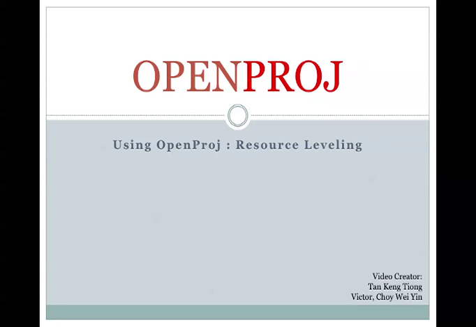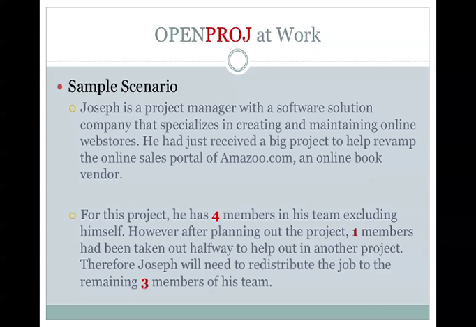Okay, to better illustrate our point, we will be using an example scenario. So, here's the example scenario. Quite a lot of work to process, right? In summary, Joseph has 4 members in his team, and now 1 member is gone, and he is left with 3 members. Thus, he needs to reassign work to the remaining members so that he can complete the project on time.